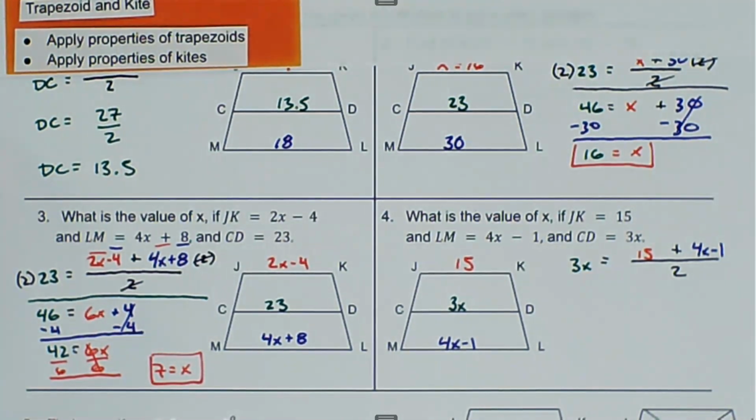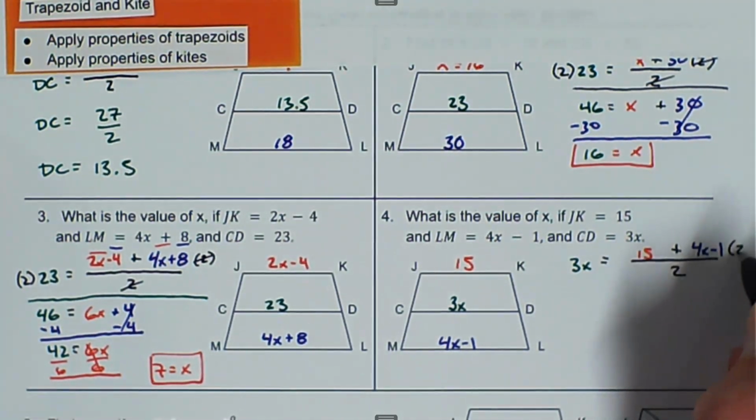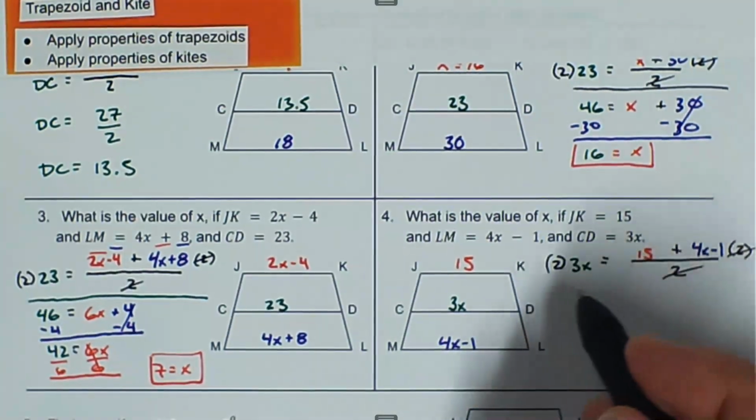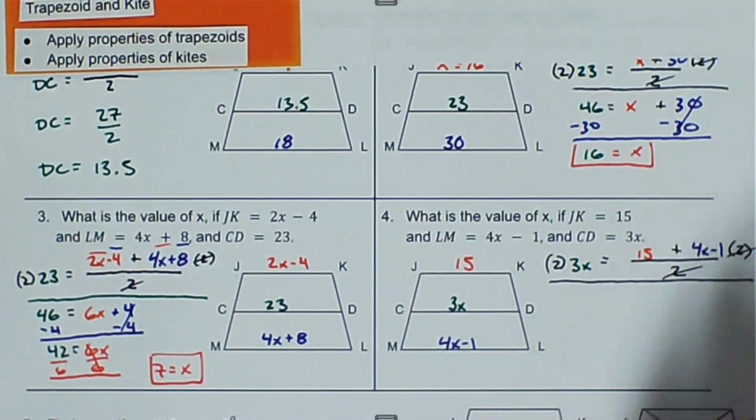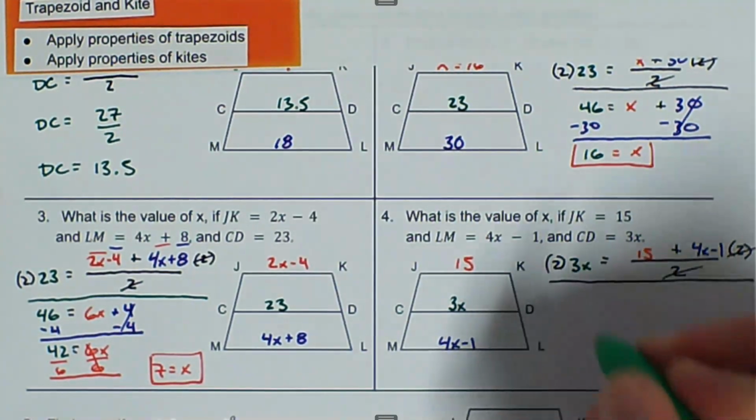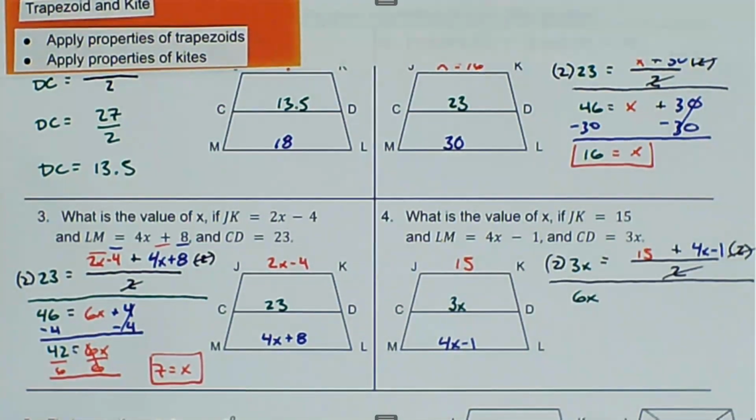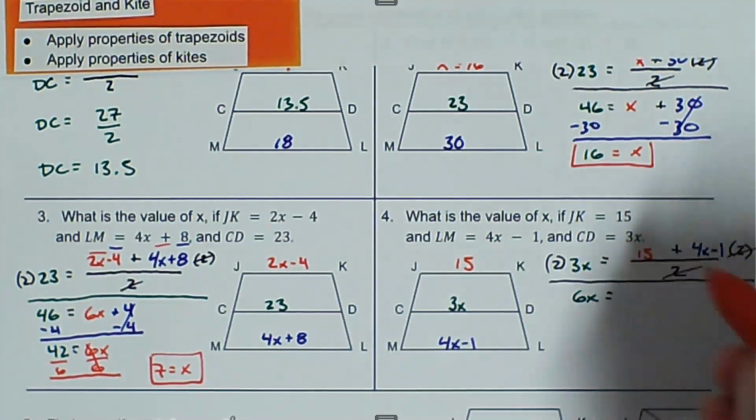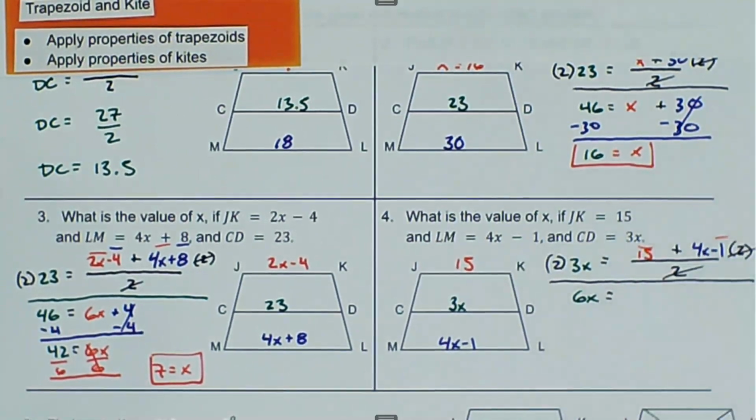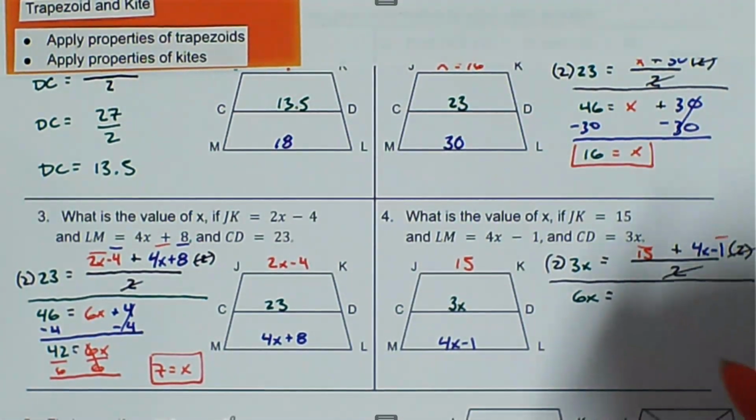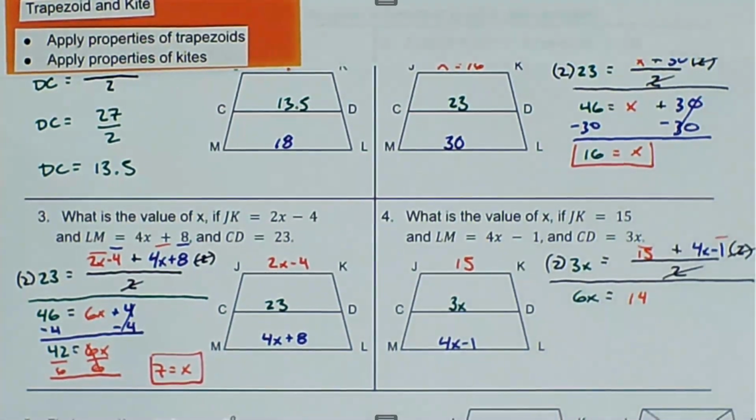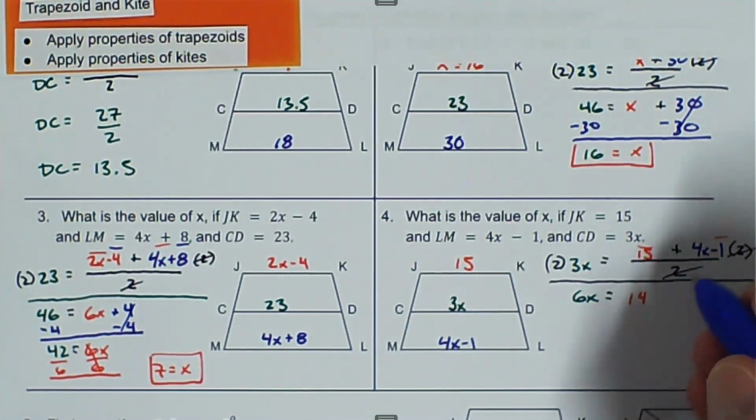Same first step. I'm going to multiply both sides by 2 because I don't like having the denominator. If I can get rid of it, I'm going to get rid of it. So the 2's cancel on the right side. And we're going to be left with 6x equals, and we have a 15 and a negative 1. And so that comes together to be 14. And we still have our plus 4x.